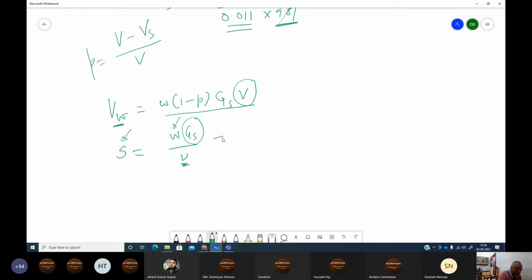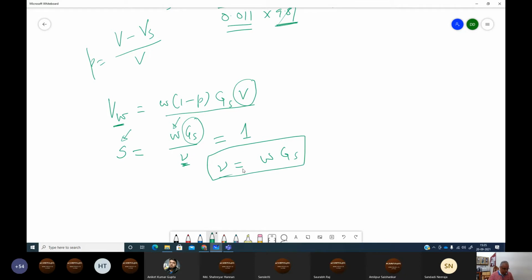Now, if it is 100% saturation, that means if this is 1, that means there is no air space. It's all full with water. Then you can see there is a relationship. The void ratio is equal to this into Gs. This is when it is 100% saturated. When it is 100% saturated, we know the void ratio will be moisture content multiplied by the grain density.